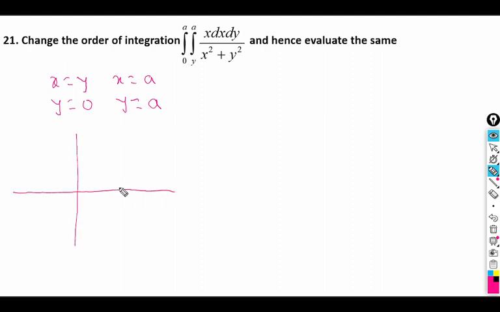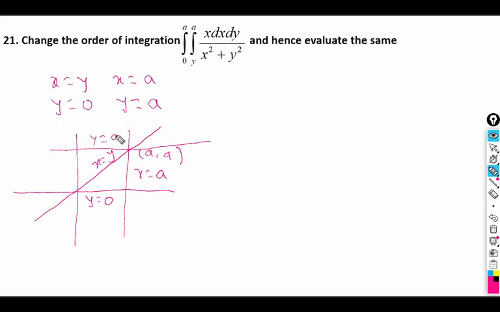So if you draw these curves again, y equal to 0 is the x-axis, x equal to a is parallel to the y-axis, x equal to y, and this point will become a comma a. So y equal to a will go from this point only. Again, this upper triangle is not the correct region because this is not a boundary. So the lower triangle is the correct region. Just like example 16, we started the first question of type 3, we started with this type of diagram only.